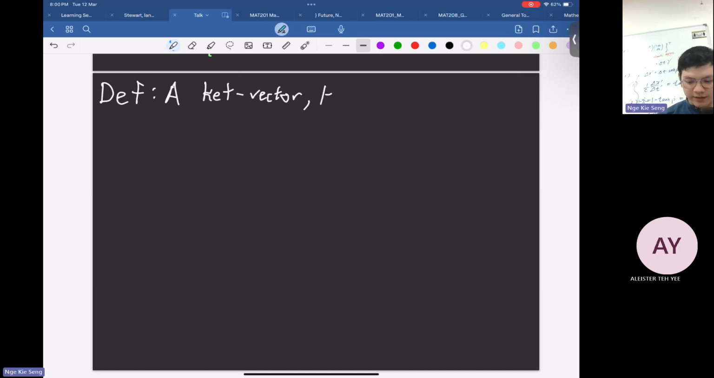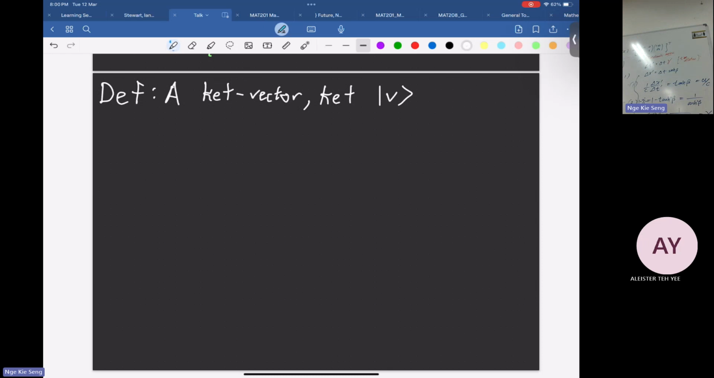Or sometimes we just call it a cat. Correct me if I'm wrong. So what's a bracket? So bracket is like this. You put a straight line, and then you put a V, and then you put a right angle bracket. So this is the bracket.